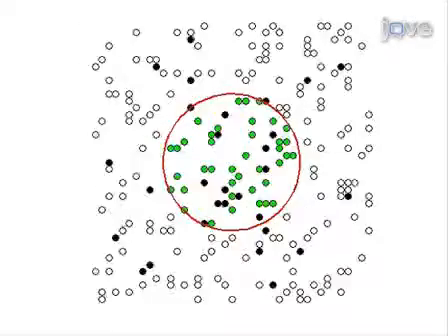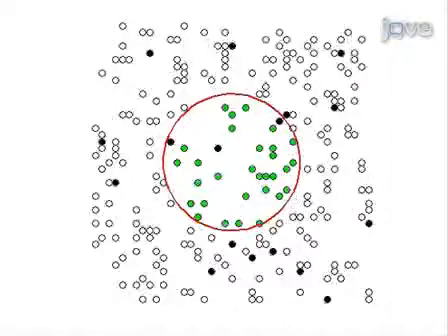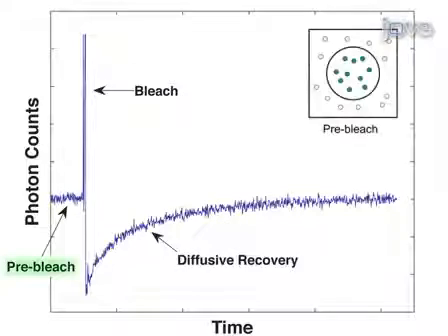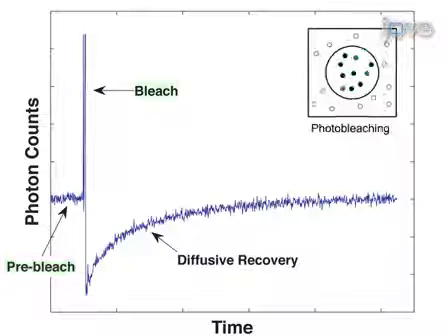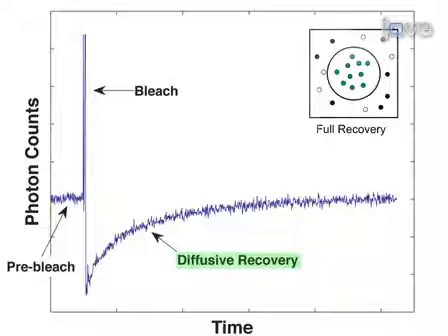Next, a brief high-intensity laser flash is sent in, photobleaching a portion of the dye molecules within the focal volume. Finally, the laser beam is attenuated to the previous low-intensity level, and the fluorescence is monitored as photobleached molecules diffuse outward and are replaced by still fluorescent molecules from outside the focal volume. The resulting fluorescence as a function of time curve is analyzed to yield the diffusion coefficient.